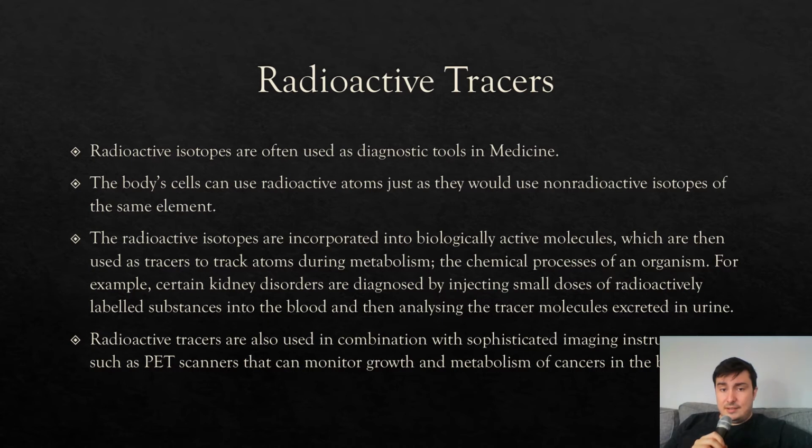For example, certain kidney disorders in humans are diagnosed by injecting small doses of radioactively labeled substances into the blood and then analysing the tracer molecules excreted in the urine. Radioactive tracers are also used in combination with sophisticated imaging instruments such as a PET scanner that can monitor growth and metabolism of cancers in the body.